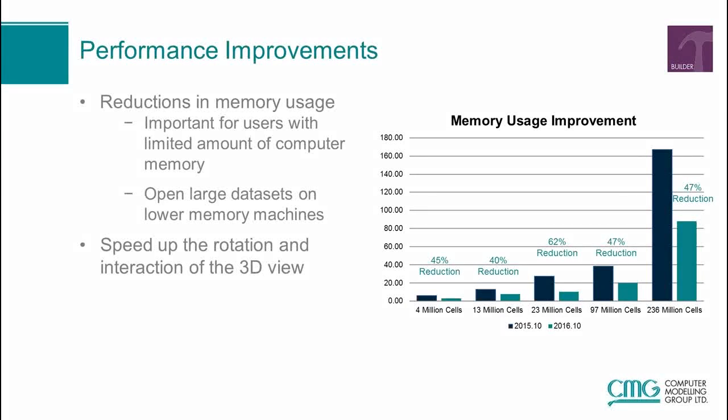And in terms of the overall reductions, we're seeing everything from 40 to 60% in models. And as you can see here, we have a 236 million cell model that had an almost 50% reduction in the memory requirement. So it makes it much easier to be able to manipulate a model of that size and caliber.